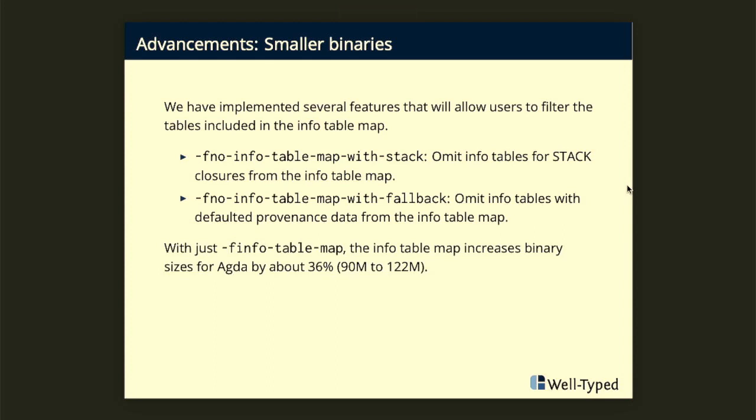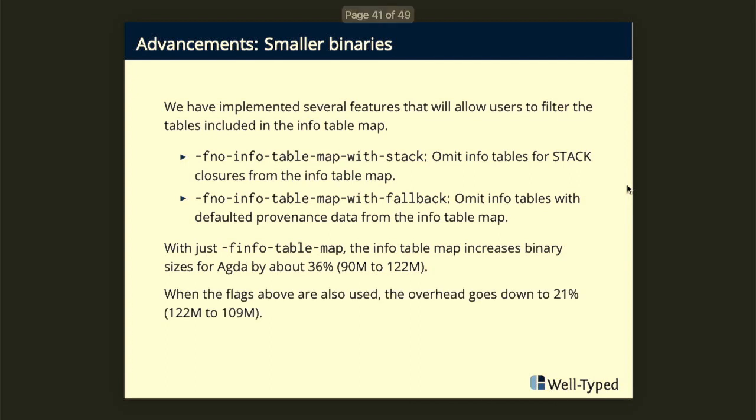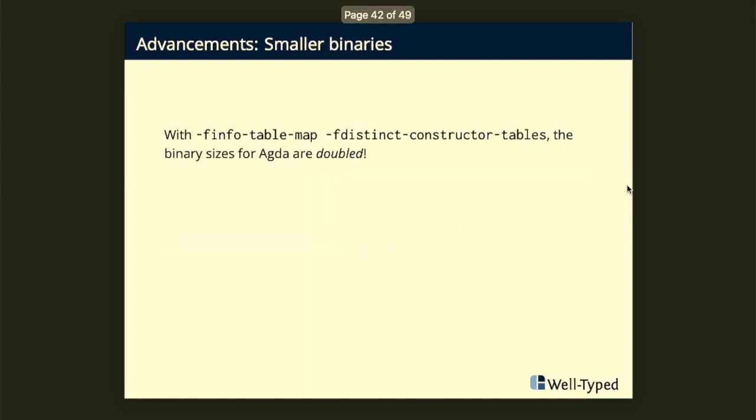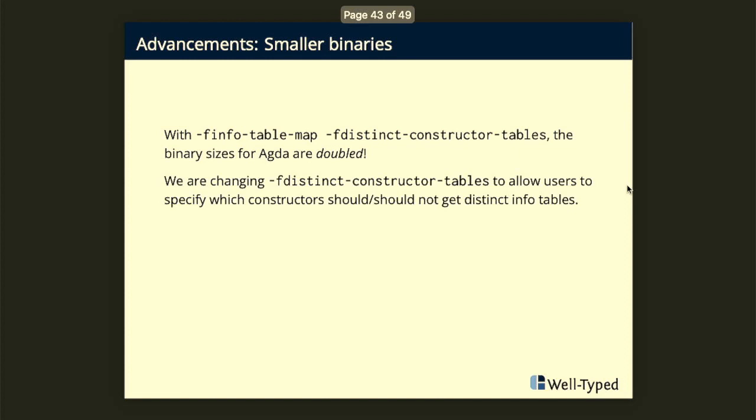And so just for example, I did some tests on the Agda code base. With info table map, it increased binary sizes for the Agda code base by 36%, which is like 32 megabytes there. And then when you omit those tables with those flags, then the overhead goes down to 21%. So you go from 90 megabytes to 109 megabytes. So a small increase, but notable. But when you use distinct constructor tables, the binary sizes are doubled on the Agda code base. So distinct constructor tables introduces a lot of overhead.